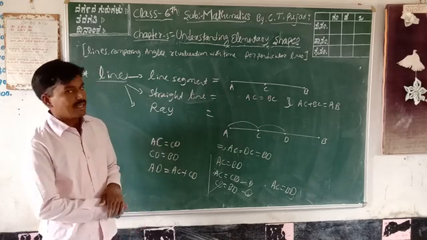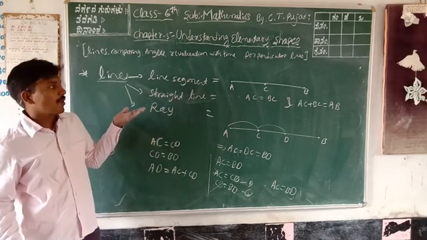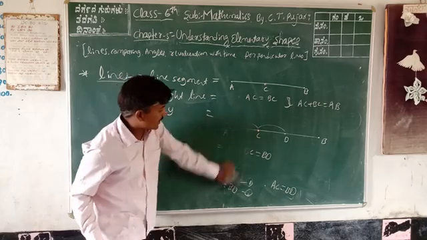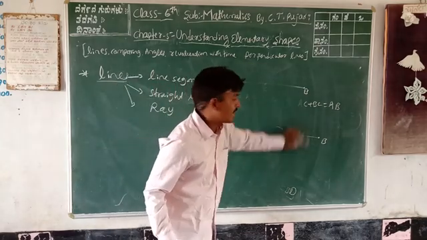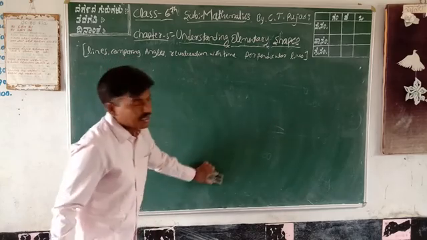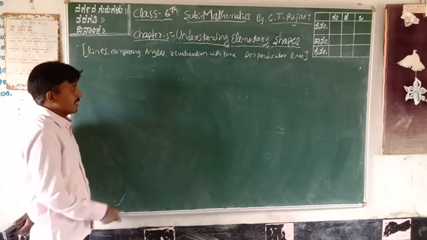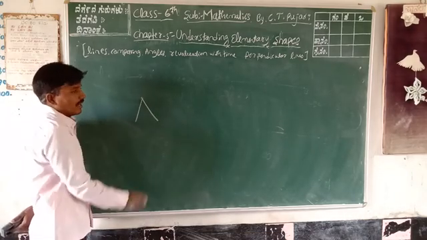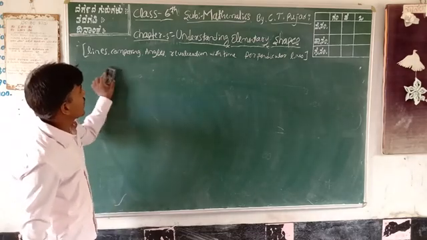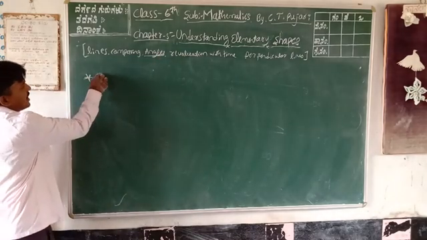Now the comparison of lines using scales. In your scale, 1 centimeter is equal to 10 millimeters, and also 1 meter is equal to 100 centimeters. This is the comparison of lengths in meters, centimeters, and millimeters. And also with a divider you can use it to compare the lengths of sides equally. The next concept is angles.